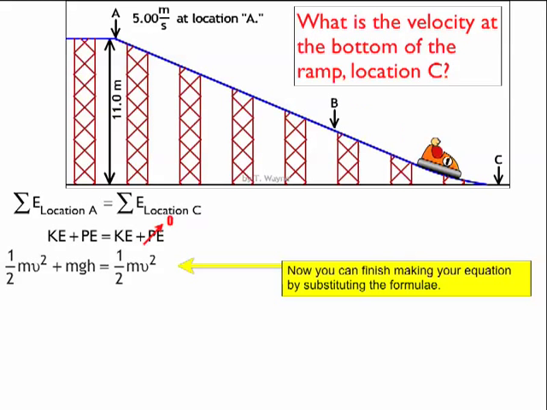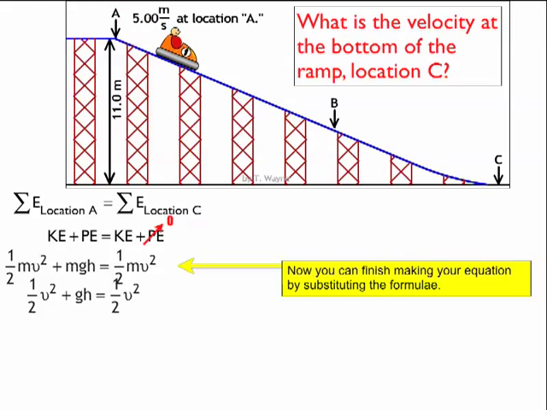I'll substitute in 1/2 mv squared for the kinetic energy, mgh for the potential energy, and then on the right-hand side 1/2 mv squared. Now it might be tempting just to say, well, I've got 1/2 mv squared on both sides of the equation, they'll go away. But they're not going to go away, because you've got to remember the numbers that go in, the velocity and the height, on the left-hand side of the equal sign come from location A, and they're going to be different numbers in location C than they were in location A.